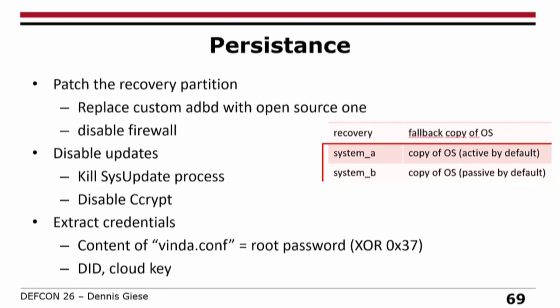So the same stuff, you can replace, for example, the ADB with the open source ADB version, when you have USB access, and disable the firewall, for example, too. If you want to make sure that this device can't do any updates anymore, you can kill the sys update process, or you can just disable the Ccrypt tool so it cannot decrypt the updates anymore.